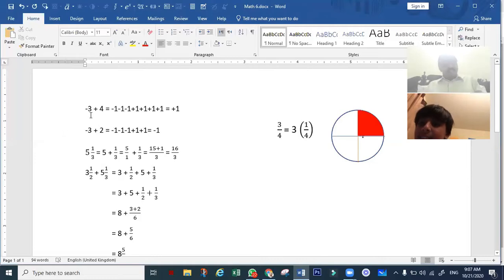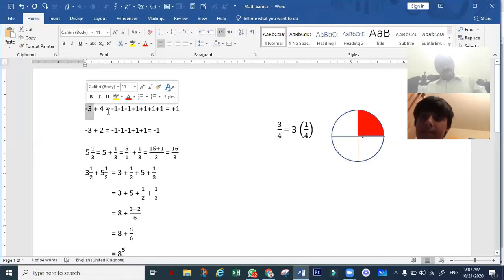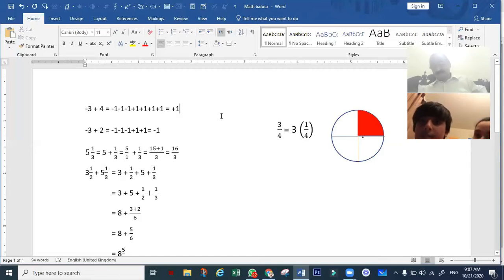Now look at this. This is the number minus 3 and this is plus 4. How can we add this? I'll tell you one thing, please listen to me carefully. Minus 3 means there are 3 negative ones. Like this: minus 1, minus 1, minus 1. How many negative ones are there? 3. It means that it is minus 3.